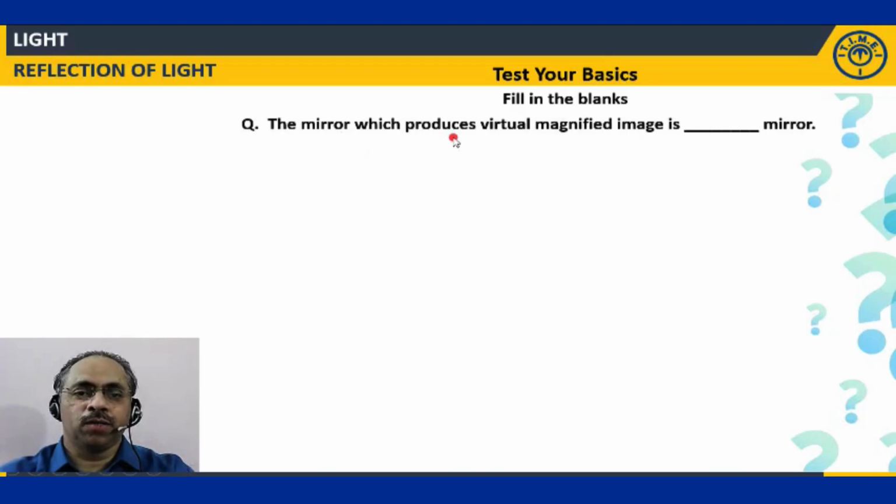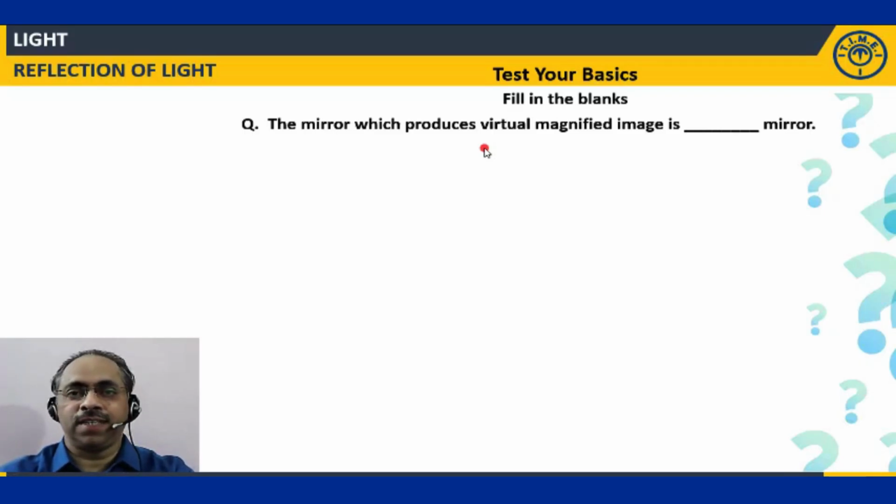The mirror which produces a virtual magnified image. Now recall the types of images found in spherical mirrors, concave and convex. Where can you find a virtual image? In both of them, right?